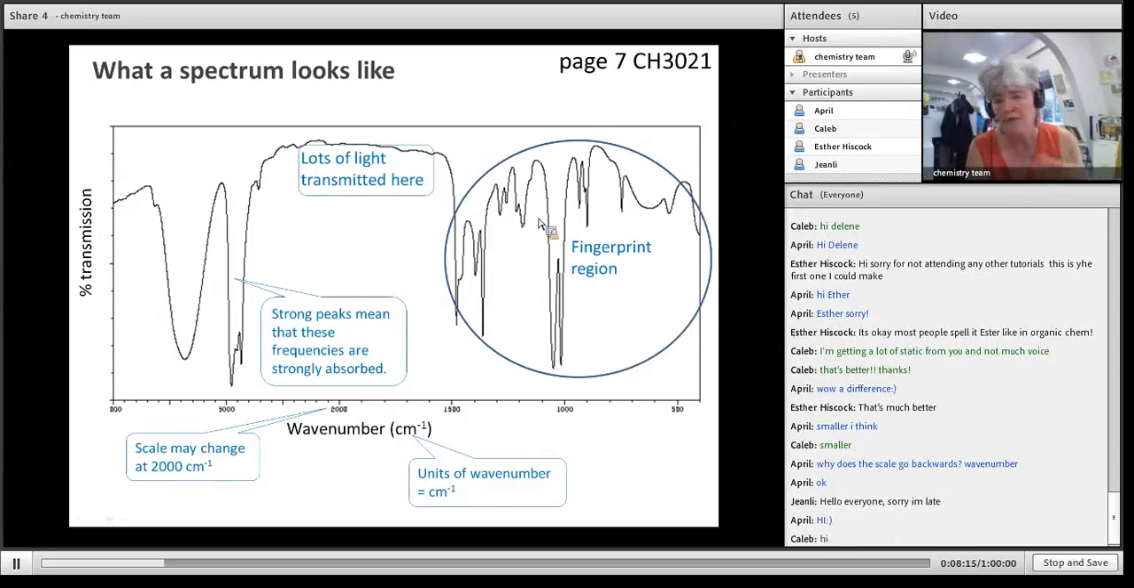Now, you don't have a computer with a great big database of all the chemicals, so you are going to be looking mainly in this area.